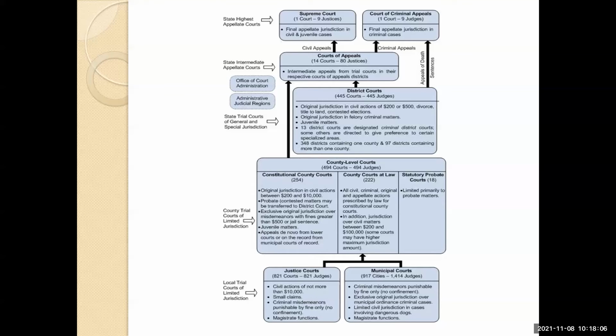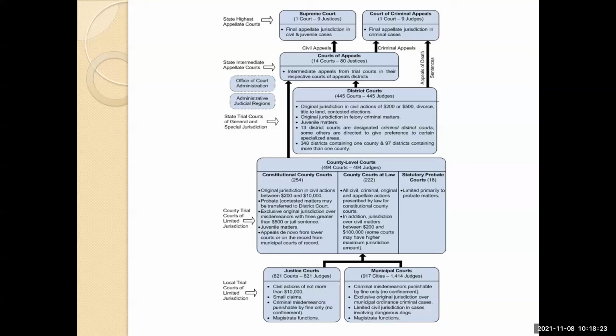It doesn't exist at the county level, so it couldn't go to a justice court. And that's why this is called exclusive jurisdiction. And it's original because it's a finding of fact and a guilt or innocence kind of issue on this criminal case.